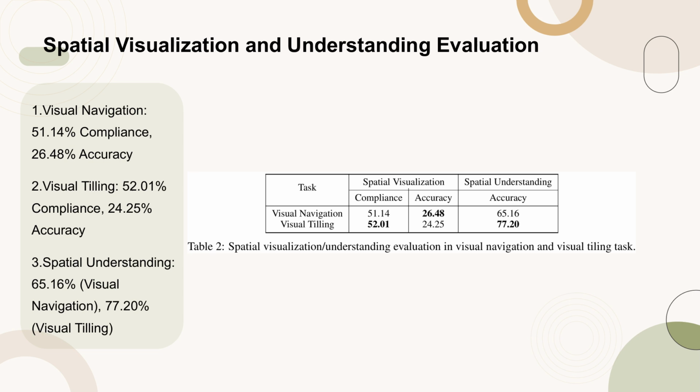Table 2 presents the evaluation of spatial visualization and understanding capabilities in visual navigation and visual tiling tasks. It highlights the compliance and accuracy rates for both tasks, indicating areas where LLMs need improvement. The table also shows the spatial understanding accuracy, which is relatively high, contributing to better groundedness and performance.